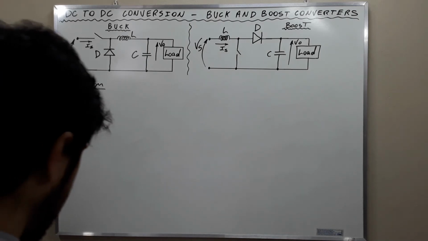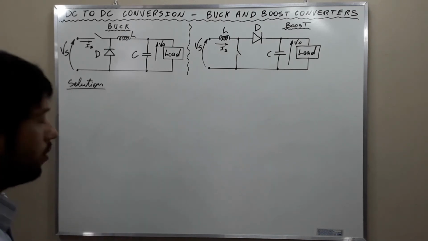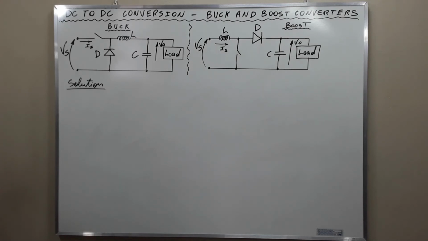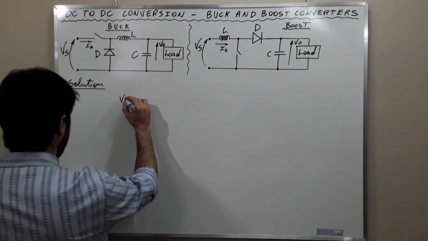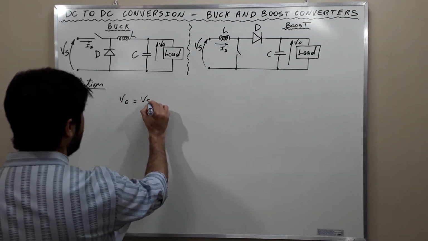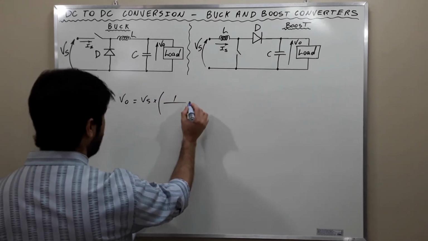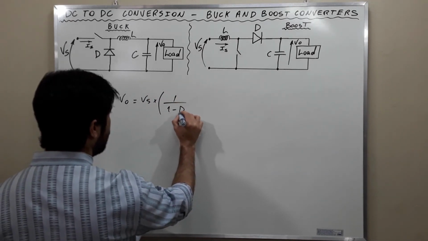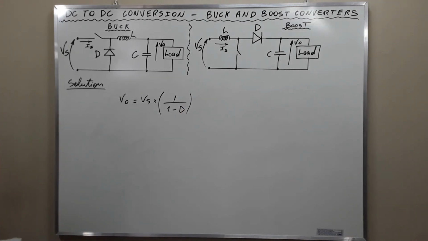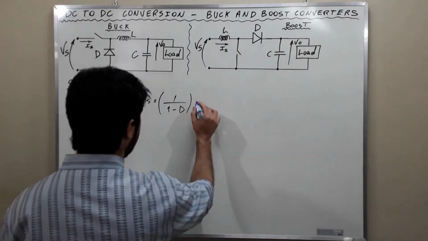Okay, my friends, let's calculate. First of all, we are going to calculate the input voltage. To calculate the input voltage, we are going to use the duty cycle that the exercise provided. VO is equal to Vs times 1 over 1 minus D. And the duty cycle was given as 0.5, or, if you prefer, 50%.